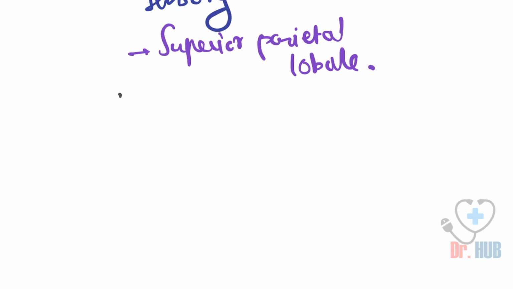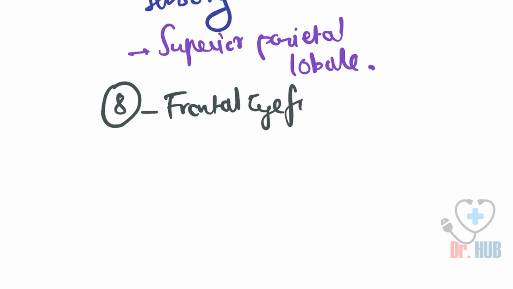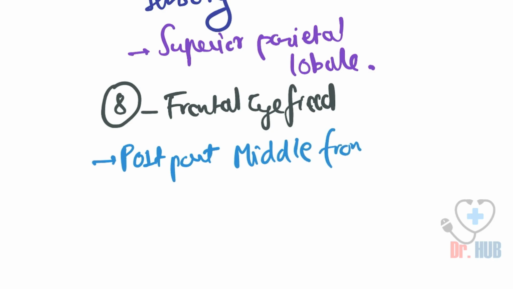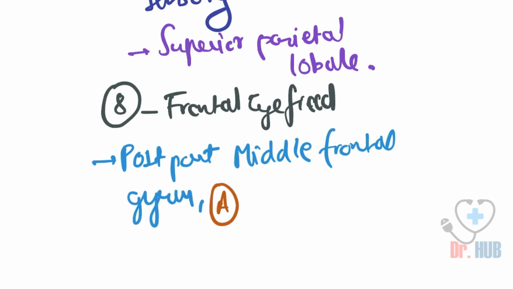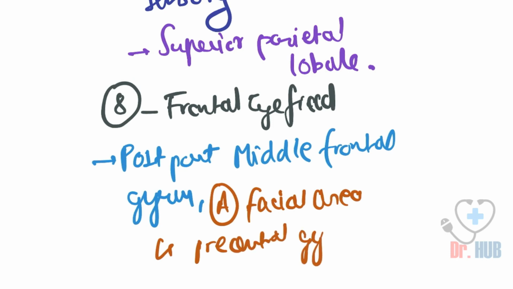Then we move on to area 8. Area 8 is nothing but the frontal eye field. The location is the posterior part of the middle frontal gyrus. It is present anterior to the facial area of the precentral gyrus.